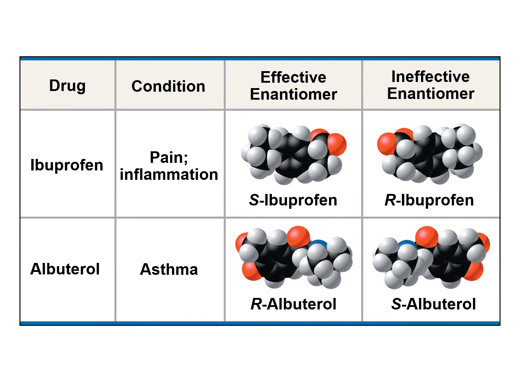And here's some examples, like for instance, ibuprofen, a really lovely painkiller. The effective one is S-ibuprofen, but the R-ibuprofen is inactive, so the mirror image of it doesn't work. Same thing's true with an asthma drug called albuterol. The R-albuterol is active, the S-albuterol is not.